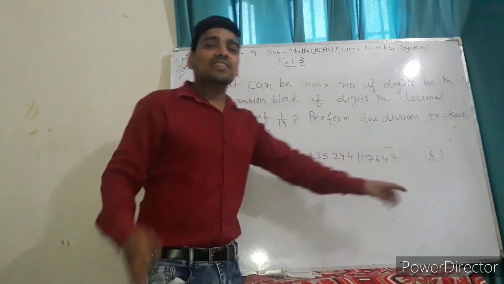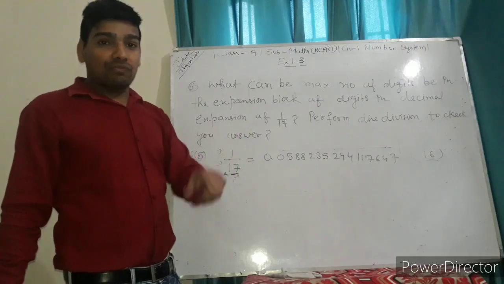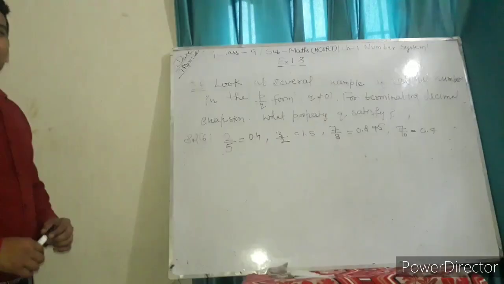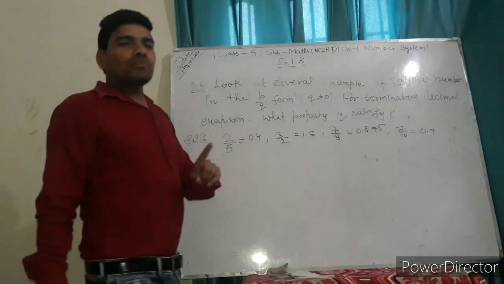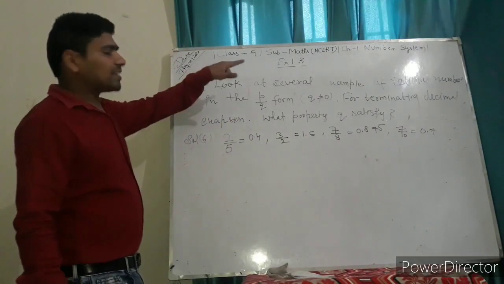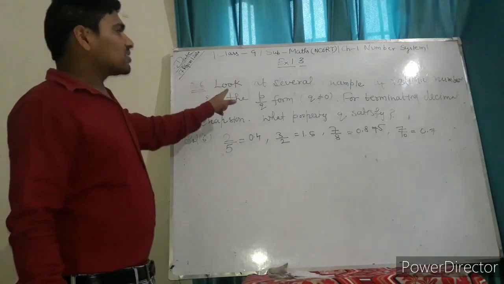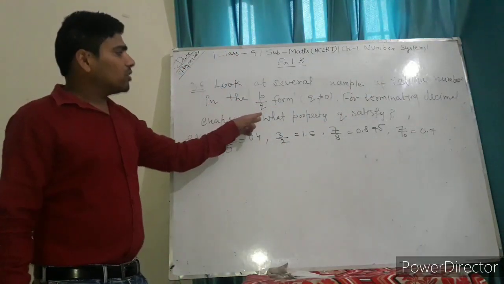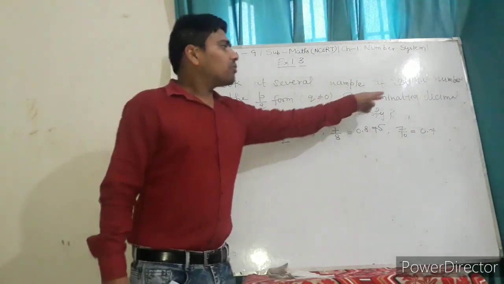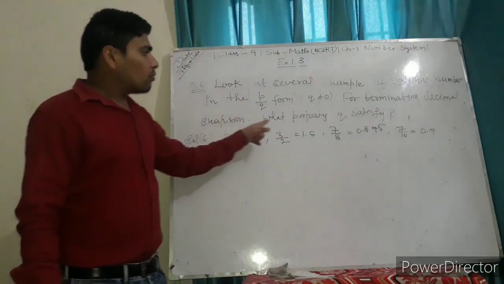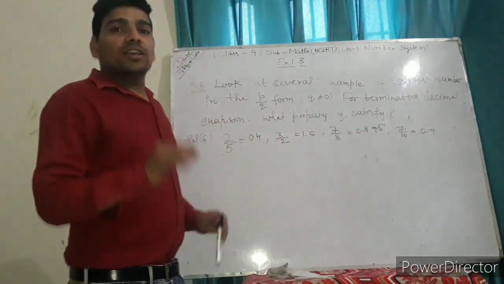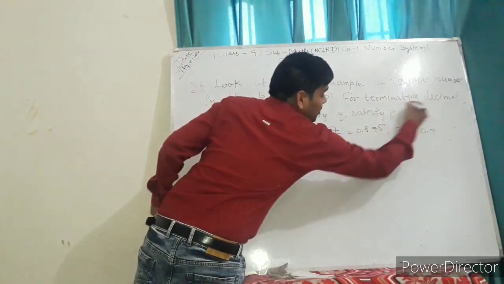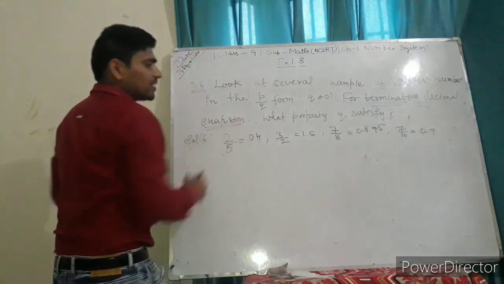Okay, guys, again I am coming here with the sixth sum before you. So this is the sixth sum of this exercise 1.3. The sum is saying, look at several examples of rational numbers in the p by q form, q not equal to 0, for terminating decimal expansion. What property does q satisfy? You have to understand what the sum is saying for the terminating decimal expansion.